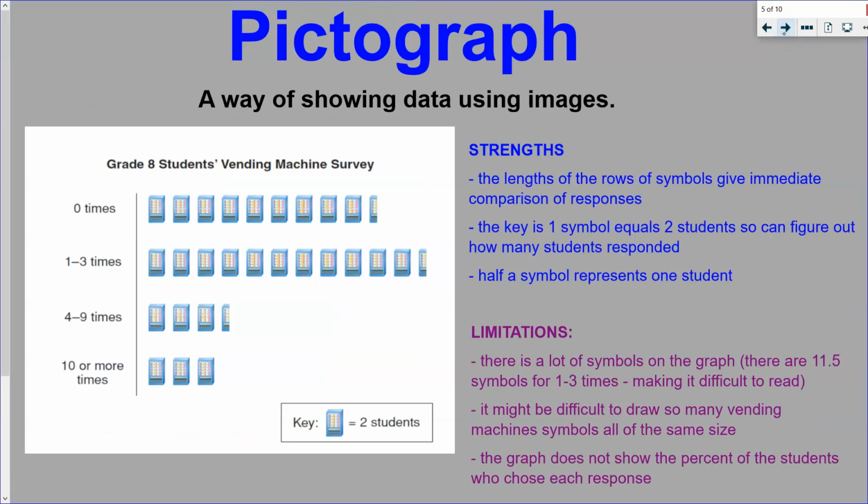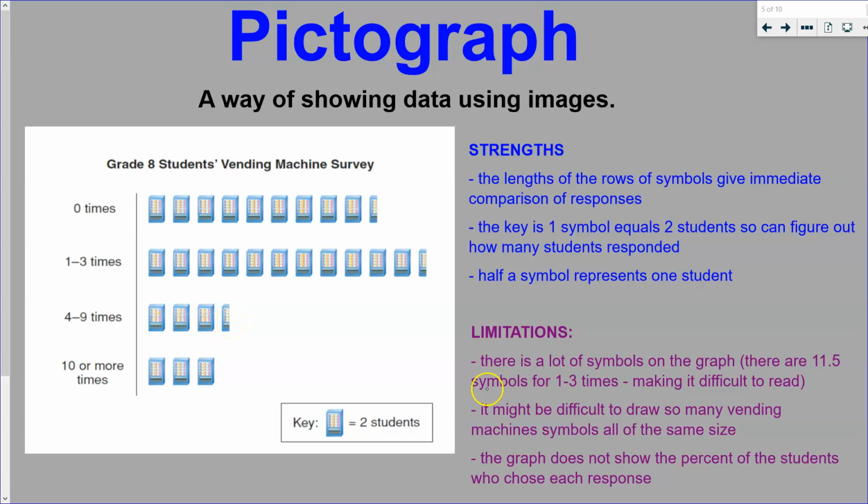A pictograph is a way of showing data using images. So the strengths here are the lengths of the rows give the symbols immediate comparison of responses. You can just look here and you can tell. The key is 1 symbol down here equals 2 students, so you can figure out how many students responded really quick by going 2, 4, 6. And half a symbol represents 1 student. So 2, 4, 6. This one would be 7.